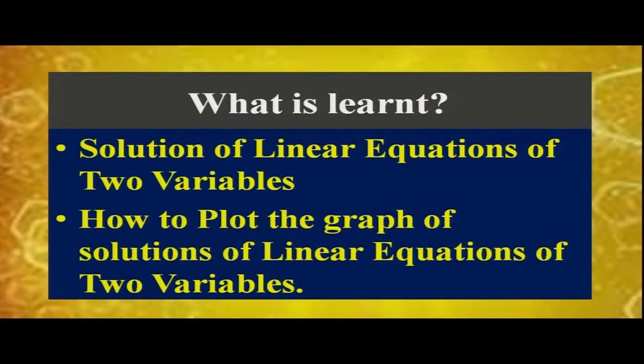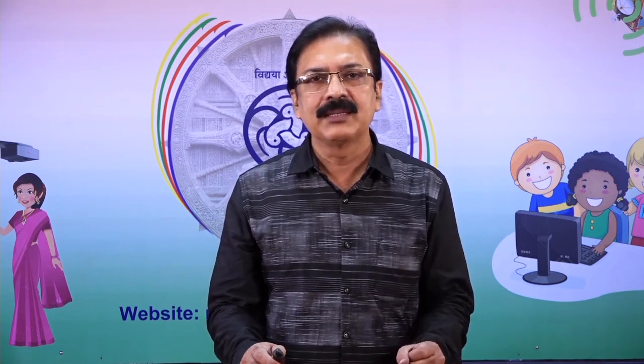We have also learned how to plot the graph of the solution of a linear equation in two variables. We put the solutions as points on the graph and join those points. And what did we get? We got the graph of the linear equation as a straight line.